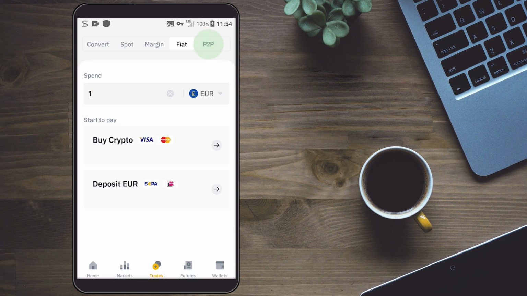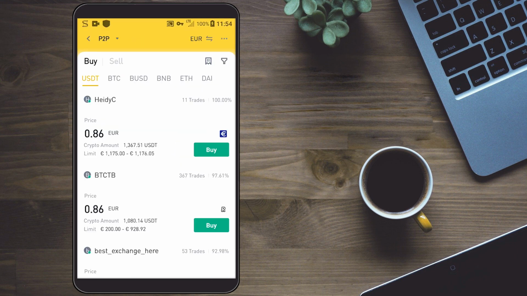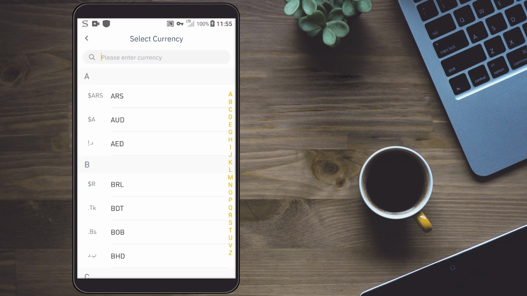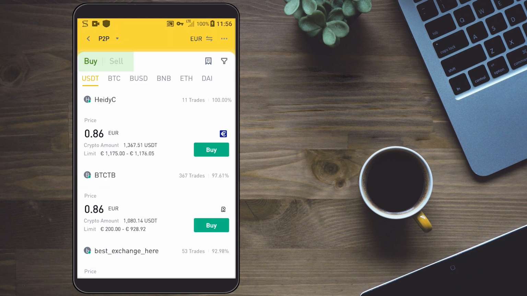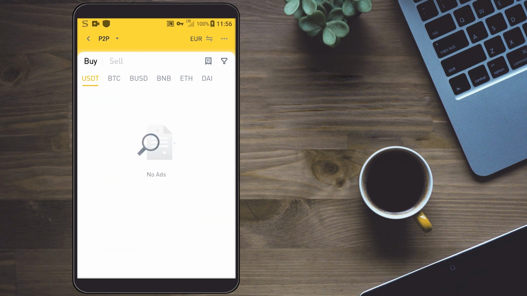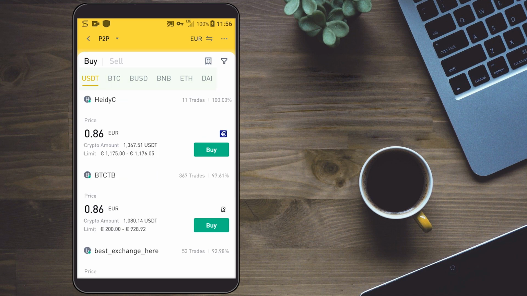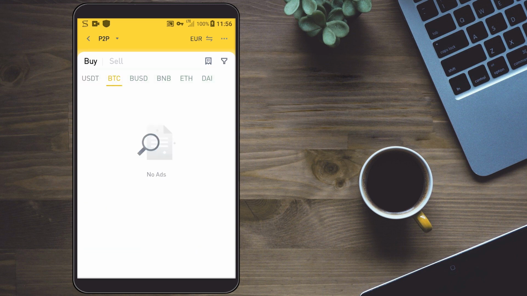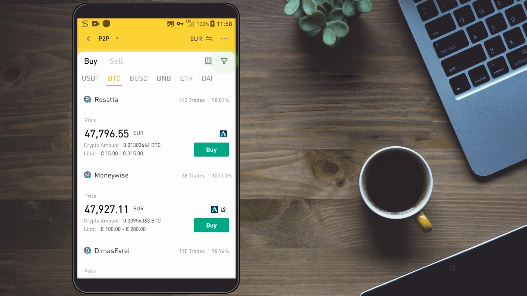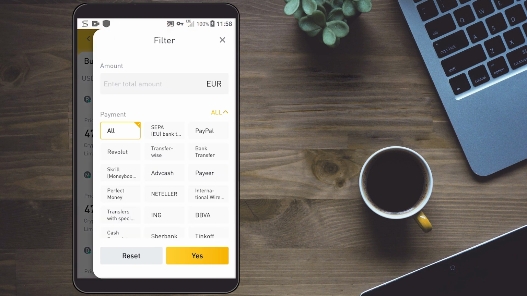And now let's go to the P2P tab. P2P trading is actually peer-to-peer trading, and here you can trade crypto in exchange for your local currency. Here you select your local currency, here you select whether you want to buy or sell in exchange for your local currency, and here you select what coin you want to buy. For example, let's select BTC. By touching this button, you can filter this list based on the amount you want to exchange, the payment method that you desire, or the country.